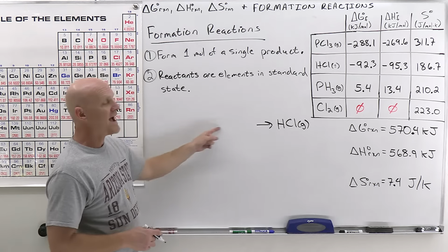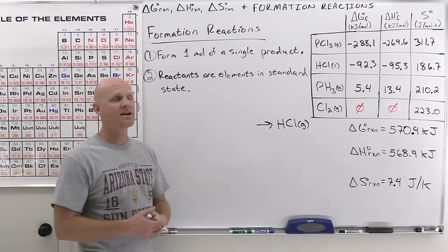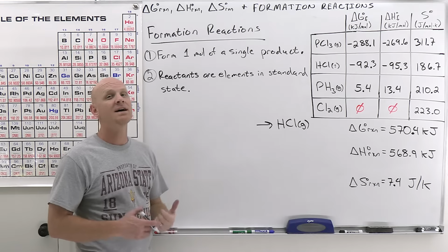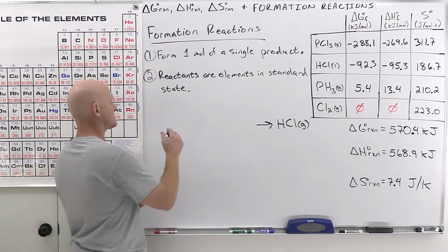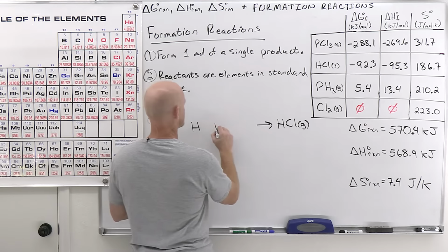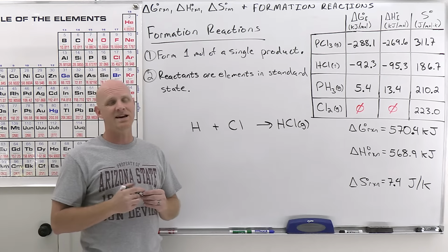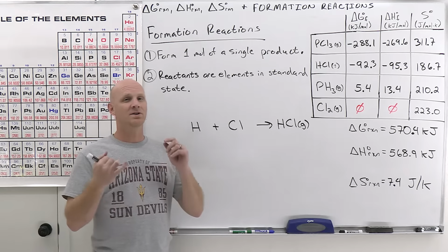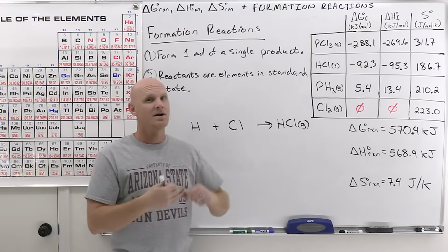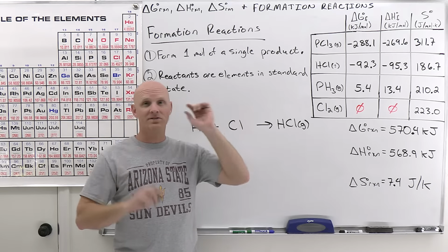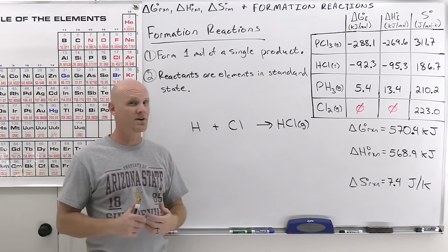But the key is then on the reactant side, you can only have elements. You're not allowed to have any compounds on the reactant side and still have it be a formation reaction. So the elements that make up HCl are H and Cl. And then finally, those elements have to be in their standard state. And by standard state, that is going to include things like solid, liquid, gas, but also like your 7 diatomics are diatomics in their standard state as well. So you got to know those as well.